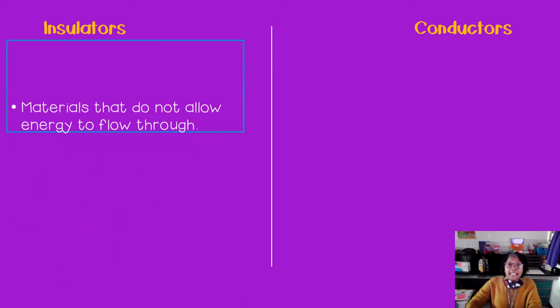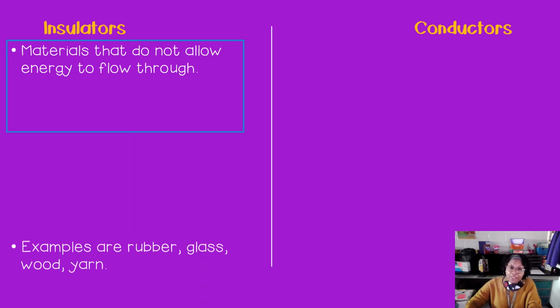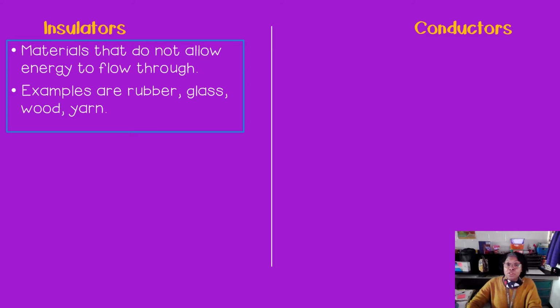All right, so let's go ahead and start talking about them. So we have insulators and conductors, and first we are going to talk about insulators. Insulators are materials that do not allow electrical energy to flow through. They don't allow that electrical energy or energy at all to flow through. Some examples are rubber, glass, wood, and yarn.